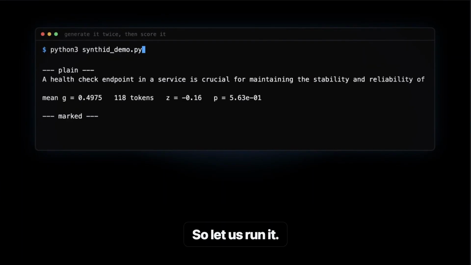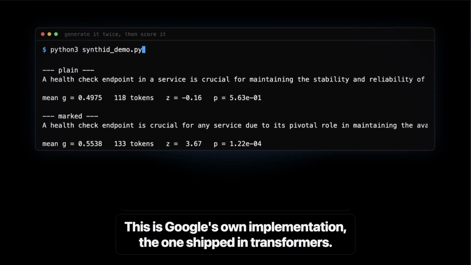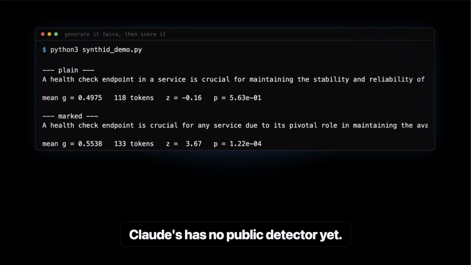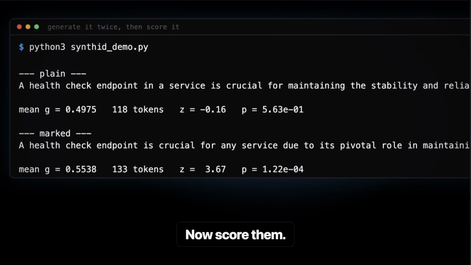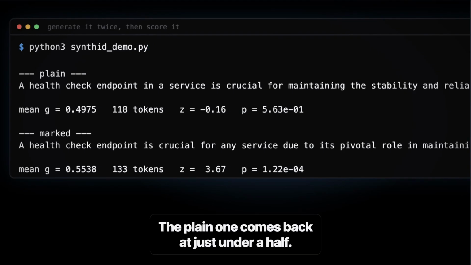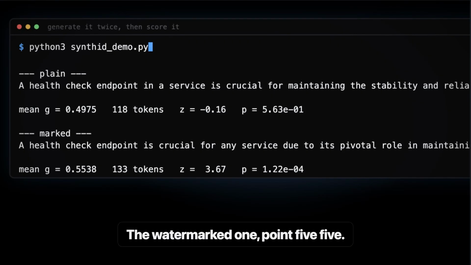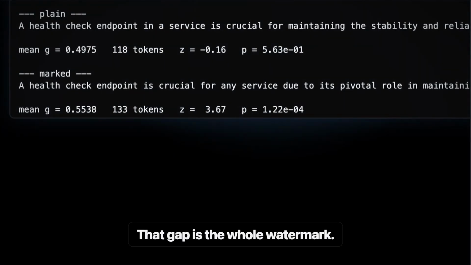So let us run it. 40 lines, load an open model, ask it the same question twice, once plain and once watermarked. This is Google's own implementation, the one shipped in Transformers, not Claude's. Claude has no public detector yet. Both paragraphs are perfectly readable and both answer the question. Now score them. The plain one comes back at just under a half. The watermarked one, 0.55. That gap is a whole watermark.